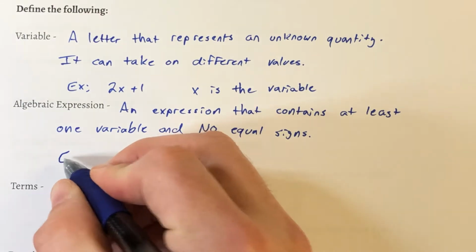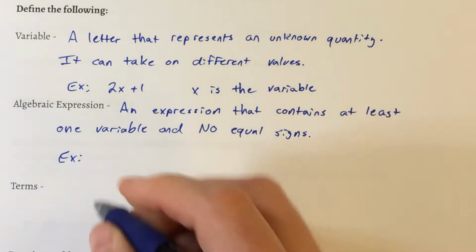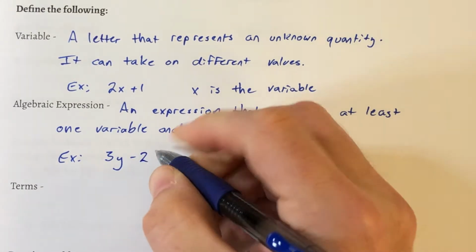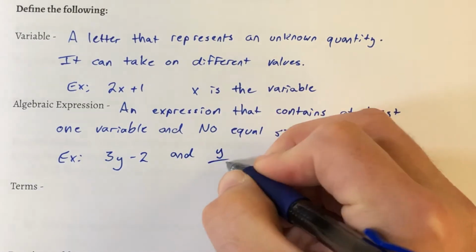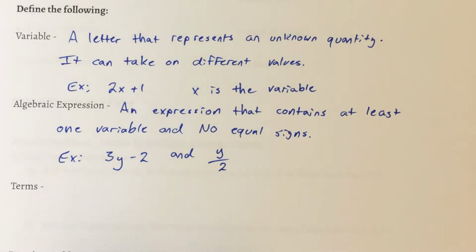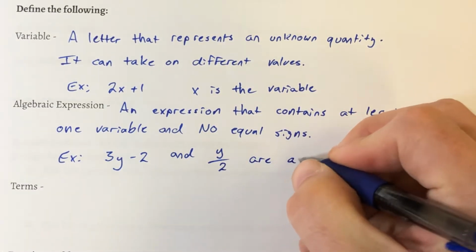So an example of what this would look like, I've already got an example up here, 2x plus 1, but another one would be 3y minus 2. And another one would be y over 2, or y divided by 2. That can be read different ways. These are examples of algebraic expressions.